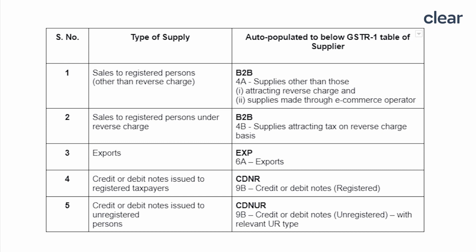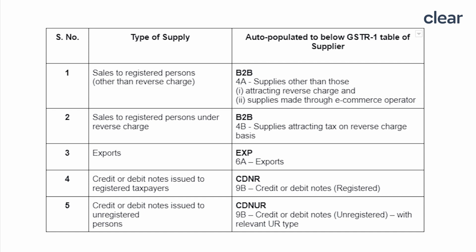Now, we'll see a table showing which data will get auto-populated into which particular table of GSTR-1 of supplier. When sales is made to registered persons under the reverse charge mechanism, then table 4B of GSTR-1 gets auto-populated, that is supplies attracting tax on reverse charge basis. Further, when there are exports, then table 6A will get auto-populated. Further, credit or debit notes issued to registered taxpayers, in such cases, Table 9B, that is credit or debit notes registered, this particular table will get auto-populated.